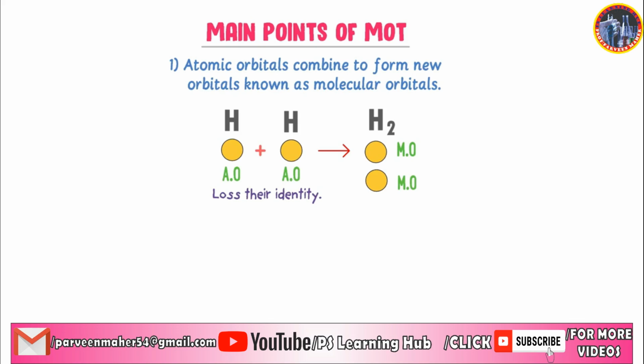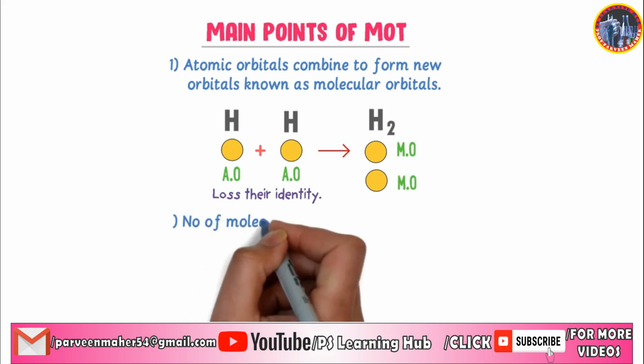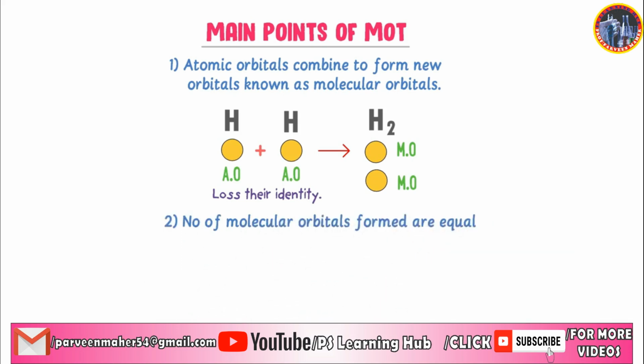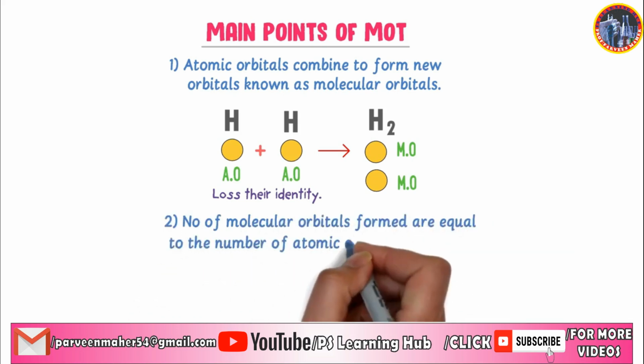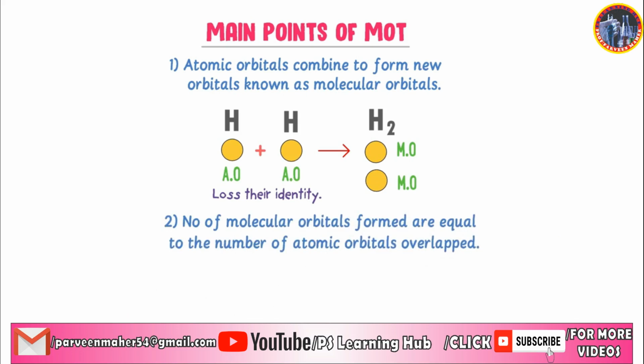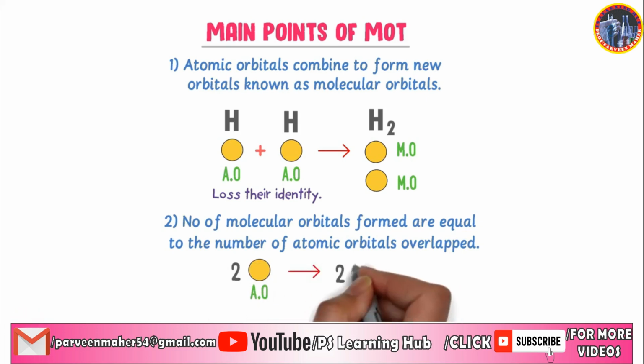The second point of MOT states that the number of molecular orbitals formed is equal to the number of atomic orbitals combined or overlapped. For example, if 2 atomic orbitals overlap, it will form 2 molecular orbitals. If 6 atomic orbitals overlap, it will form 6 molecular orbitals. Thus, the second point of MOT is about the total number of molecular orbitals formed from atomic orbitals.